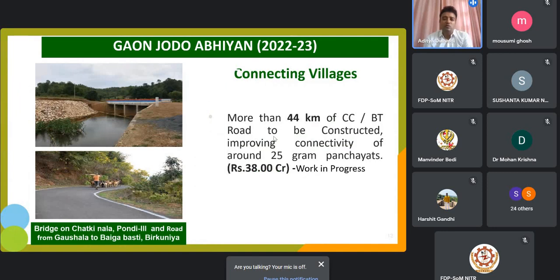This year, if you talk about, more than 44 kilometers of CCVT road is to be constructed, improving connectivity of around 25 gram panchayats. This road will connect 25 gram panchayats. Not only roads, check dams are created.